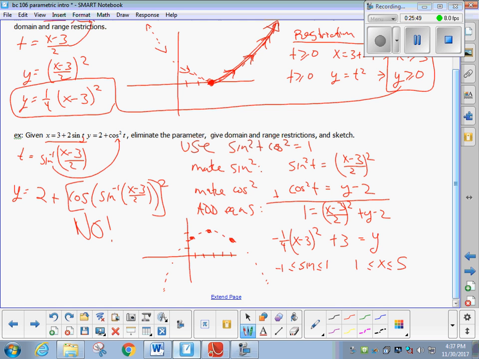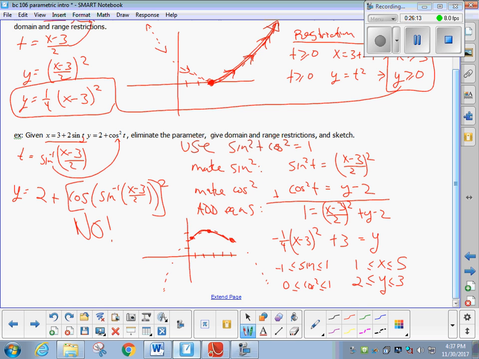Let's take the y's to confirm. Cosine squared is between 0 and 1, because of the square, it can't be negative. So y, which is 2 plus that region, would be between 2 and 3. That seems to jive.